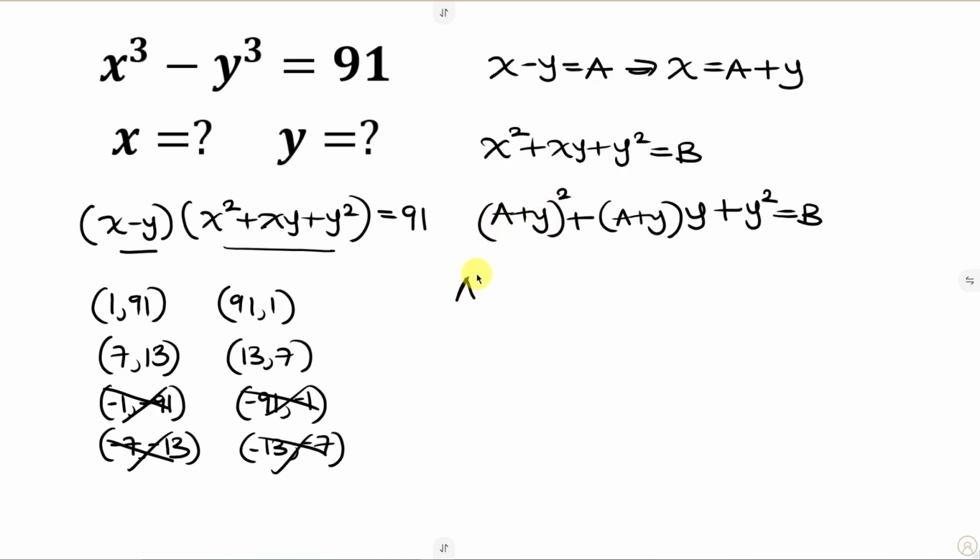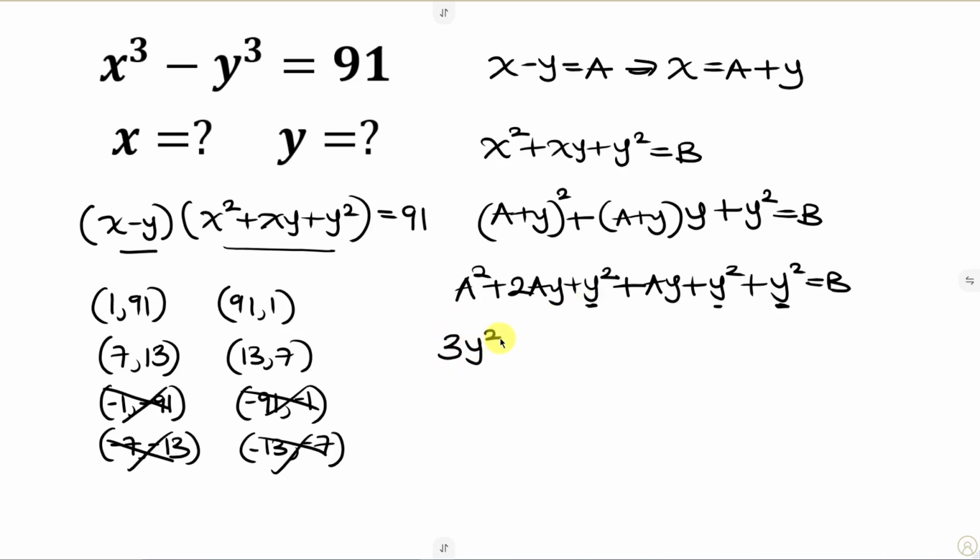Now let's expand this. On expanding, we have a squared plus 2ay plus y squared from expanding this. Plus, now let's expand this. y times a is ay plus y times y is y squared, plus y squared, and this is equal to b. Now let's add up like terms. We have y squared plus y squared plus y squared, which means 3y squared. Now we have 2ay plus ay gives 3ay. And then we have a squared. So I'm going to be writing plus a squared. And when I move b to the left hand side, it becomes minus b. And this now equals 0. Let me put this inside parentheses.